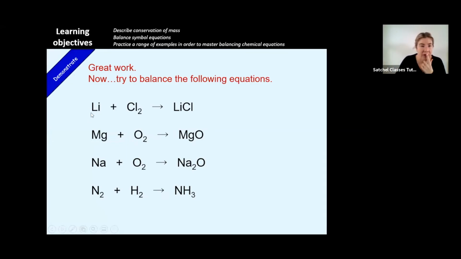And then you can think, right, okay, I've got 4 lithiums. I'm just going to put a 4 in front of here, which means I've got 4 lithiums. And then let's have a look at the chlorines. So you can get creative, okay? I'm going to suggest then that you pause the video and have a go at these 4 examples for me.